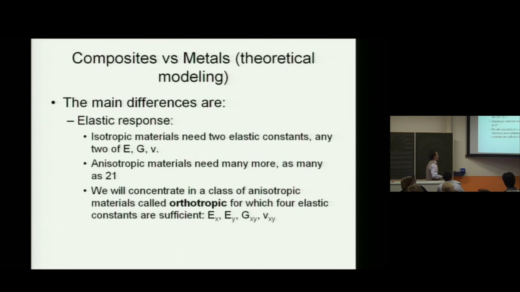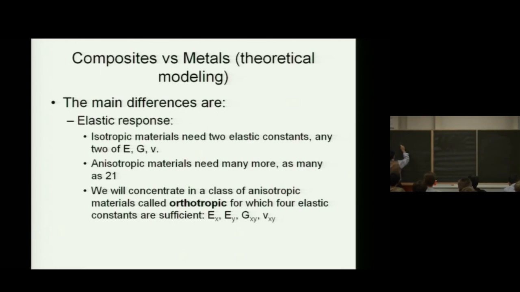So as far as the first part, the so-called elastic response, if you have isotropic materials, then you only need two elastic constants, any two of these three: E, Young's modulus, G, the shear modulus, and nu, the Poisson's ratio. And as you well know, for isotropic materials, this is the relationship between the three of them, so any two are enough to define the others.